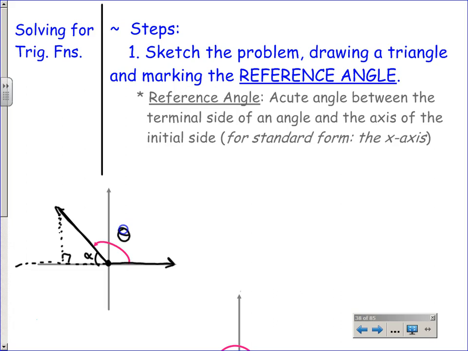And we connect the terminal with the axis of the initial. We never go into the vertical. We always go either up or down to the horizontal. Or I should say, we always go to the axis of the initial side.